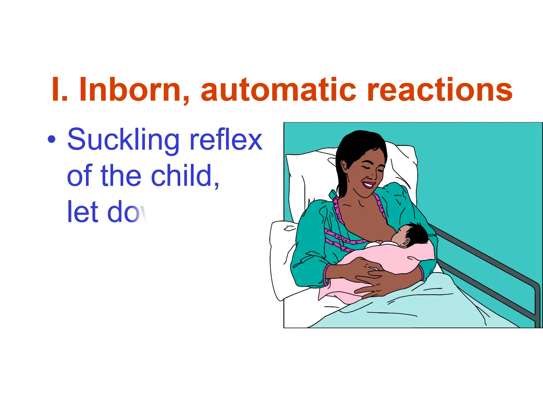The suckling reflex of the child and the letdown reflex of the mom are examples of type 1 reactions. Fetuses can be seen sucking on their thumbs in utero. Newborns do not have to be sent to sucking school to learn how to suck. Meanwhile, mom did not have to attend Lamaze classes to learn how to deliver milk when baby is hungry. The typical scenario goes like this. Baby is hungry, baby cries. Baby sucks on mom's breast. Mom has the letdown reflex. Baby is happy.